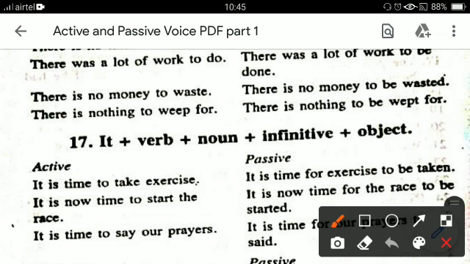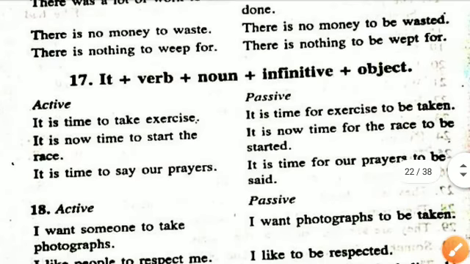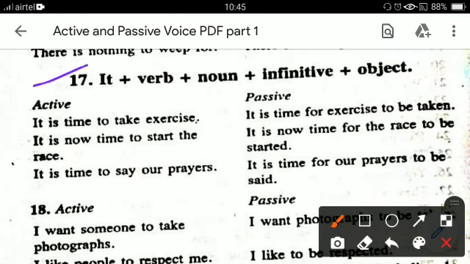Okay, let's see the next one, 17th rule. If there is it, then a is time. Okay, it is time, it is now time. Some sentences are like this, they start with it is time, it is now time.